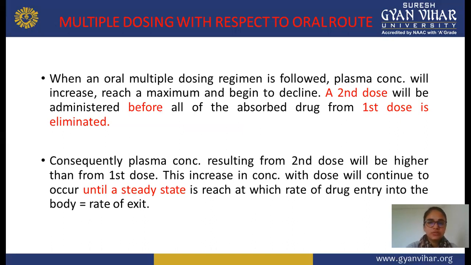An oral multiple dose regimen is followed. Plasma concentration will increase and reach a maximum. We can say that plasma concentration rises when we are taking the multiple dose regimen, or taking the drug in multiple regimen. So plasma concentration will increase, reach the maximum and begin to decline. For every drug, whether single dose or multiple dose, both dosings have a sufficient therapeutic effect, and after reaching that particular therapeutic effect of that dose, it will start to decline or fall down, and the second dose should be administered before the drug absorbed from the first dose is eliminated.